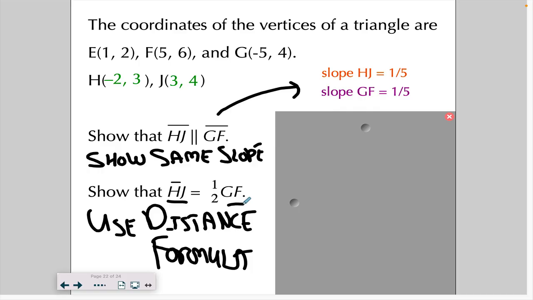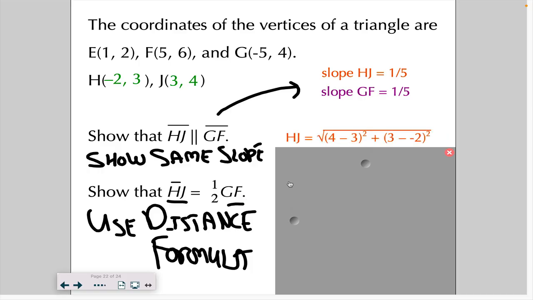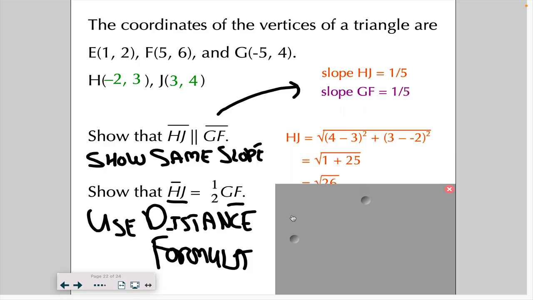Boy, some of you can't handle the distance formula, which was a problem a little while ago, too. There's the length of HJ.